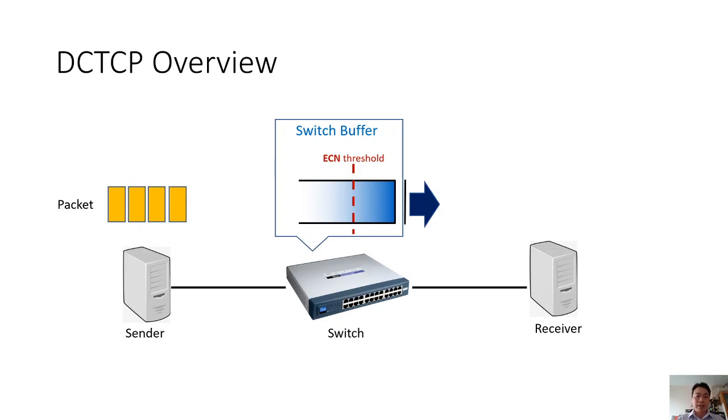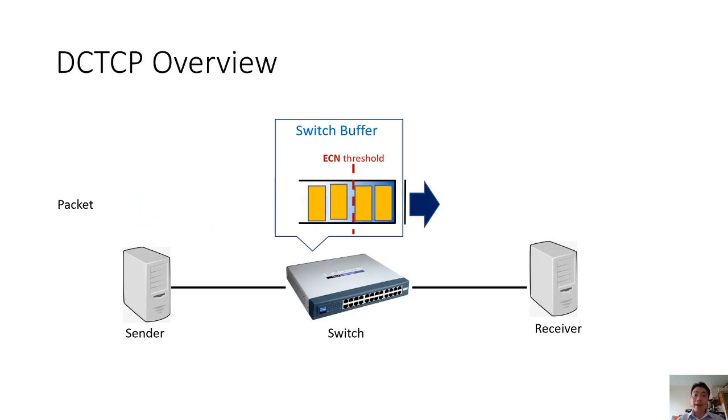Here we have a sender, a switch, and a receiver, where the sender sends data to the receiver through a switch. Let's say inside the switch we have a switch buffer, where DC-TCP uses an ECN threshold to measure the potential congestion in the switch buffer. ECN is an explicit congestion notification that is used by the switch to notify the end host about the potential congestion in that switch. So let me begin with an example.